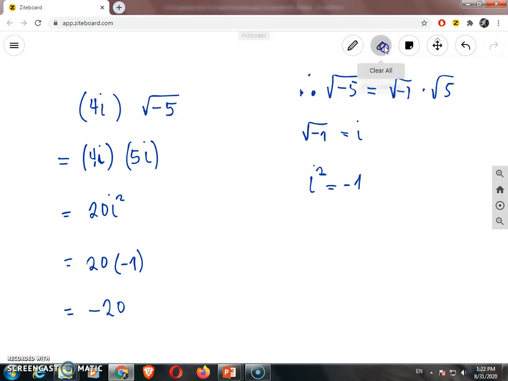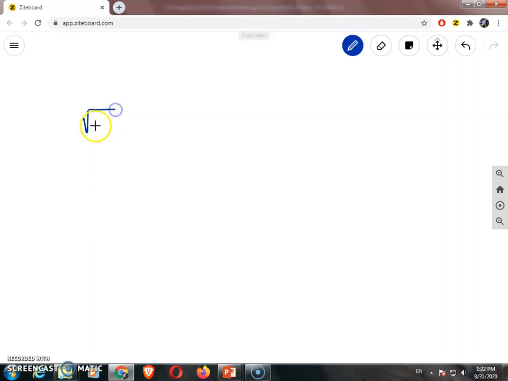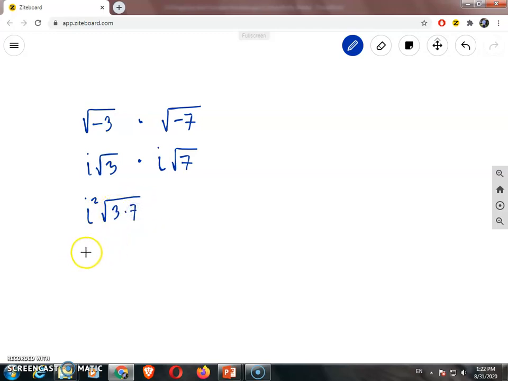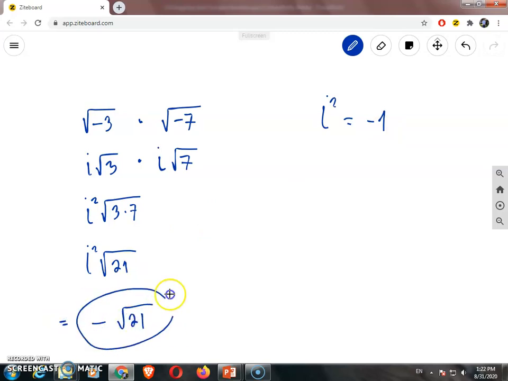Another example. Let's see, if we have the square root of negative 3 times the square root of negative 7, what will be the result? So therefore, we will have now i square root of 3 times i square root of 7. So we get i squared times 3 times 7, so i squared times the square root of 21. And then remember, i squared is equal to negative 1. So your final answer now is negative square root of 21. This is your final answer.